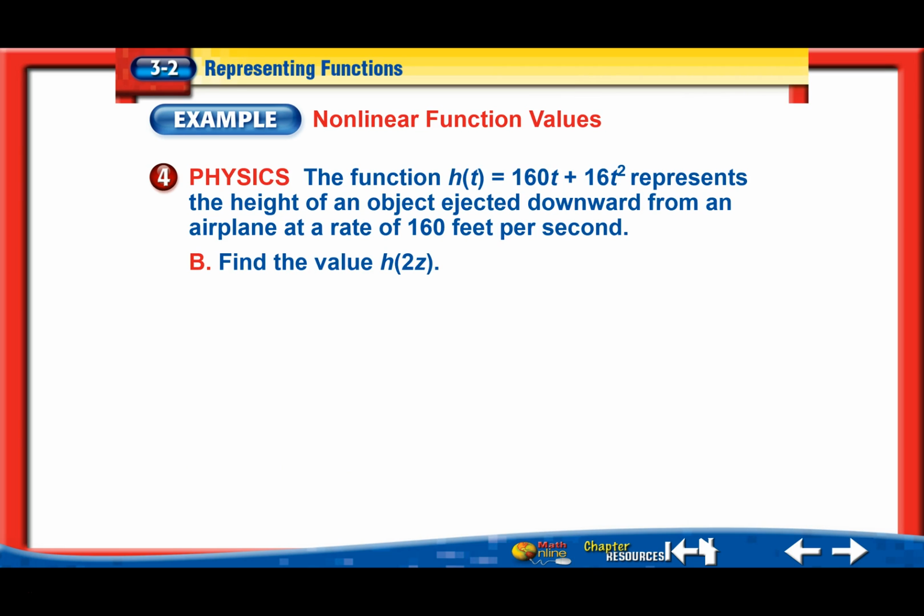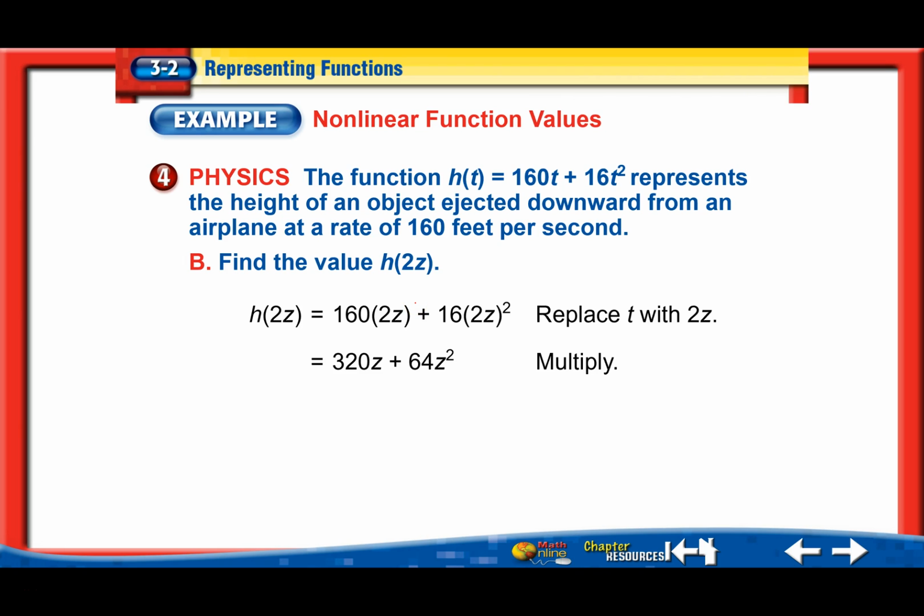Keep going. So now they want to see what would be the value of h of 2z. So same thing up here. Now I'm substituting 2z in for t in all three places. We can still simplify this, but it's not going to give us quite an answer. There'll still be z's in there, and that's okay. So we substitute 2z for all three places. 1, 2, 3. We're going to then multiply out as much as we can.